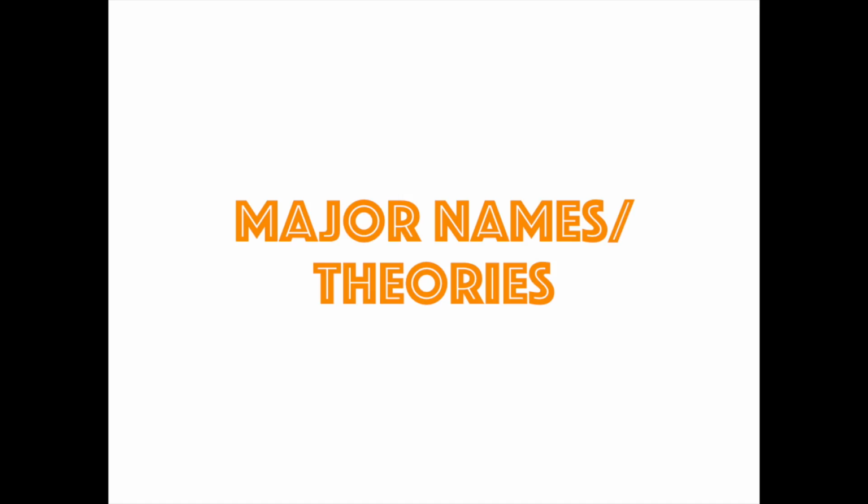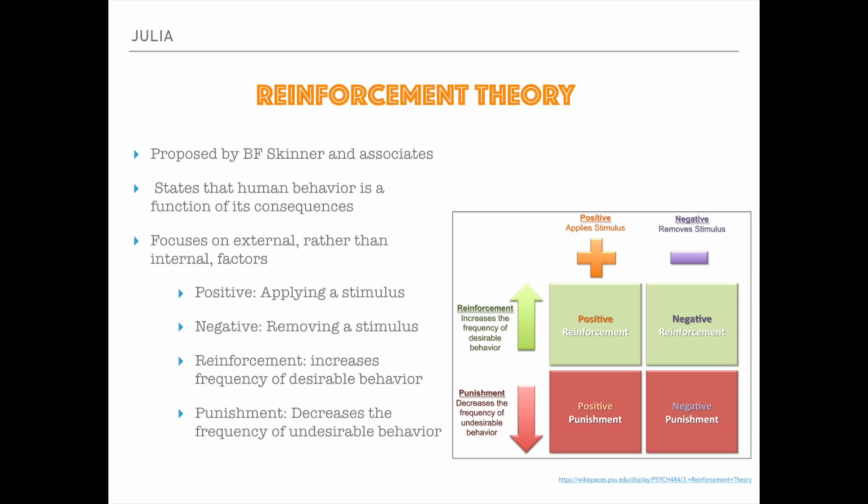Let's go a little bit more in depth for the major names and theories. The first theory on the timeline is the reinforcement theory. It was proposed by B.F. Skinner and his associates. It states that human behavior is a function of its consequences, so it focuses on external factors rather than internal factors and their motivation internally. These external stimuli can be added, which is positive, and also taken away, which is negative.